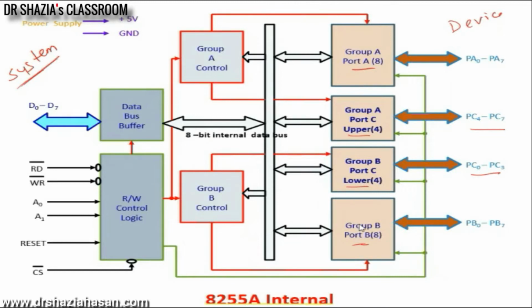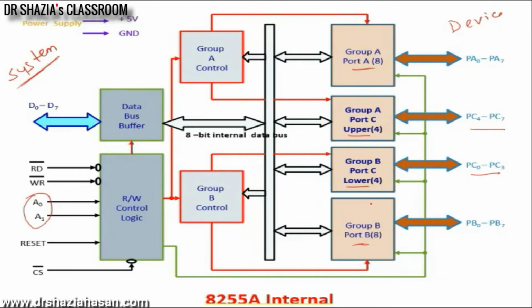So I need only 2 address lines. Yes. 2 address lines are required by 8255. Why? Because I need only 3 unique addresses to identify the ports. But actually we need 4. Why do we need the 4th one? We'll discuss later.